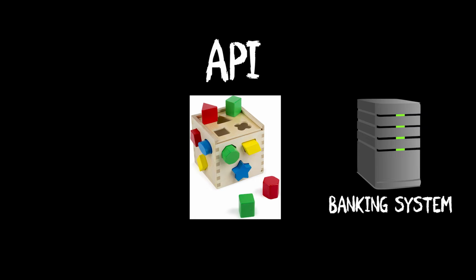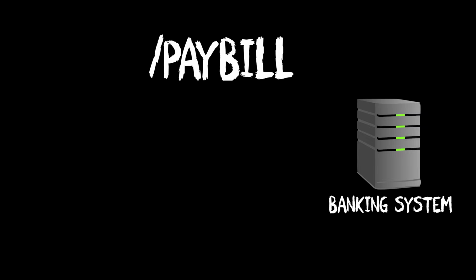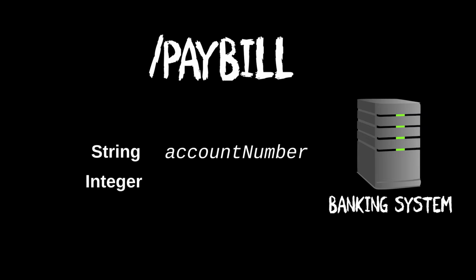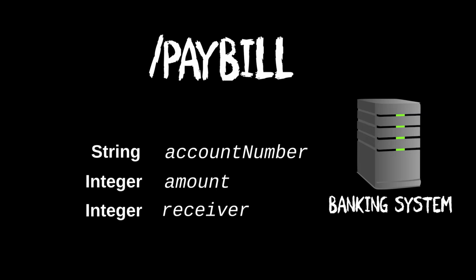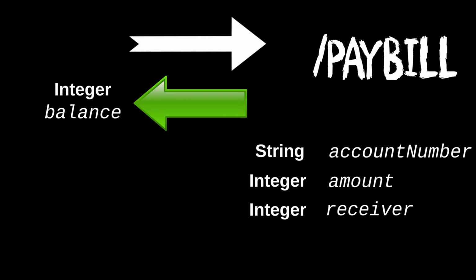So the banking system in this example knows how to interpret the past information through an API that the system created and exposed. You can think of an API as a toy with different shaped holes in it, and you need to match the small shapes into the right holes. So in this example, the banking system might create a Pay Bill API. And when it is created, the programmer who creates it may say that this API will take a string called account number, an integer called amount, and another integer representing the destination account number called receiver.